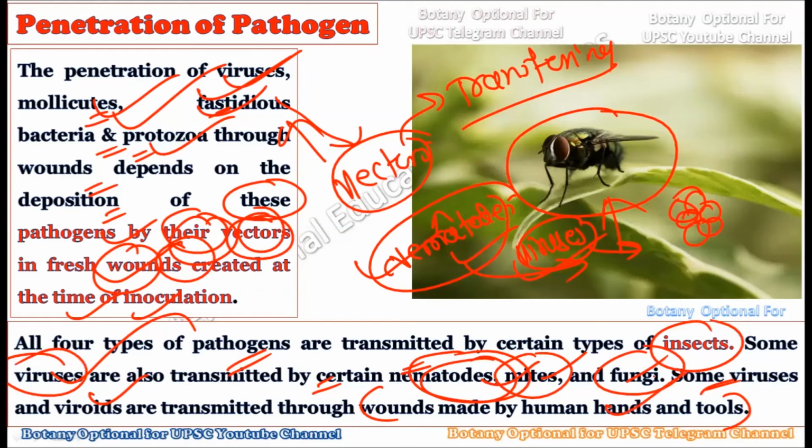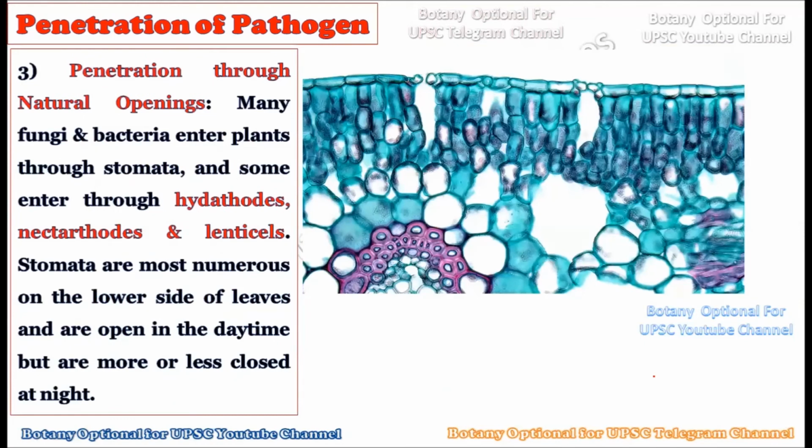Anthropogenic activities are also creating wounds, which also facilitate infection. Now let us consider the third type, which is called penetration through the natural openings. As you know, there are many natural openings within the plant body, such as hydathodes, lenticels, and stomata. All of these are natural openings within the plant body.